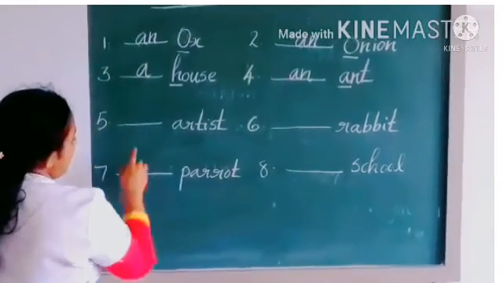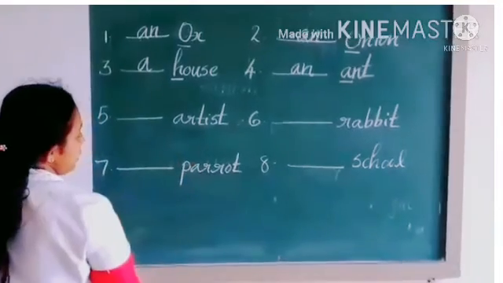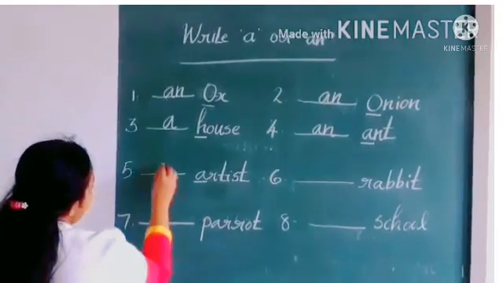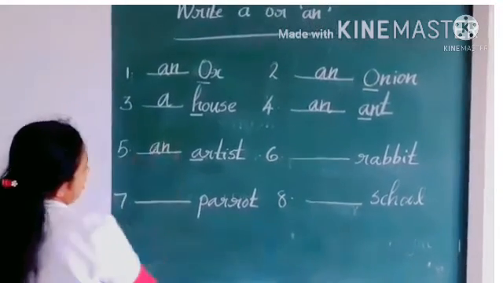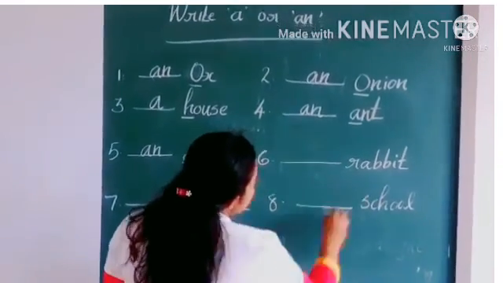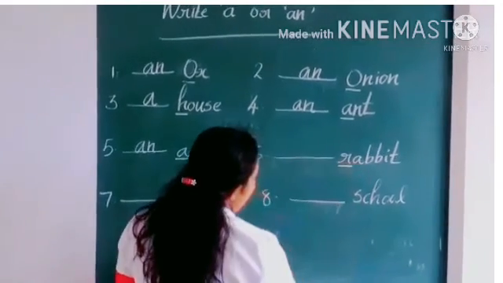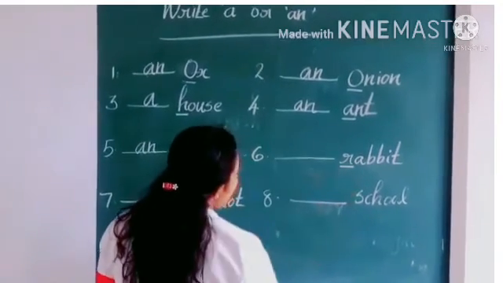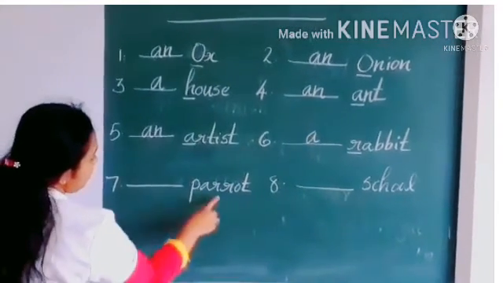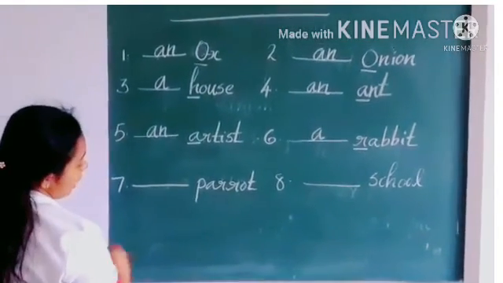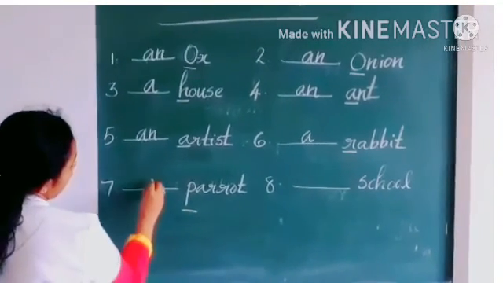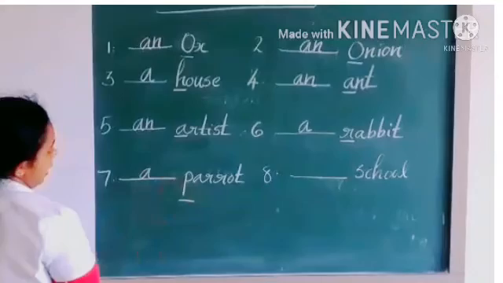And fifth one, dash artist. Artist is the word starting with A. A is a vowel sound. So before that we can use an. And sixth one, dash rabbit. Rabbit is the word starting with the letter R sound. So it's a consonant. So before that we can use A. And seventh one, dash parrot. Parrot is the word starting with the letter P. P is a consonant sound, so before that we can use A parrot.